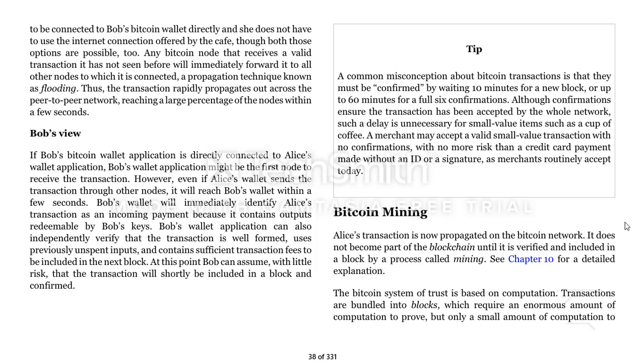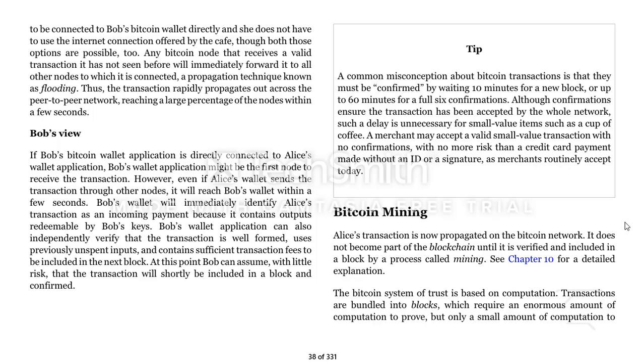Bob's view. If Bob's Bitcoin wallet application is directly connected to Alice's wallet application, Bob's wallet application might be the first node to receive the transaction. However, even if Alice's wallet sends the transaction through other nodes, it will reach Bob's wallet within a few seconds. Bob's wallet will immediately identify Alice's transaction as an incoming payment because it contains outputs redeemable by Bob's keys. Bob's wallet application can also independently verify that the transaction is well formed, uses previously unspent inputs, and contains sufficient transaction fees to be included in the next block.